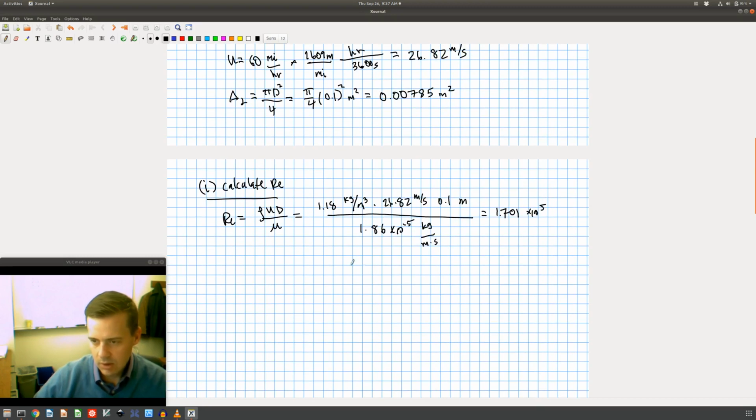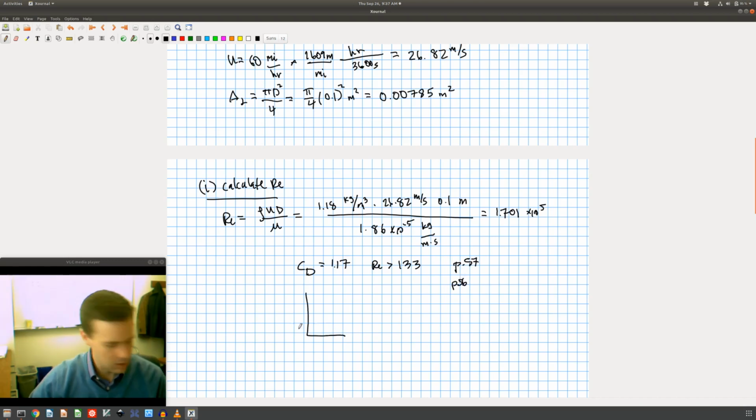And I can kind of explain this a little bit. So what you see there is that it has this formula. It says CD equals 1.17 for the Reynolds number greater than 133. And if you look at the plot, on page 56, you can see a plot where it has CD versus RE. And you see this, and for disks, it just stays flat. There's no region 3.